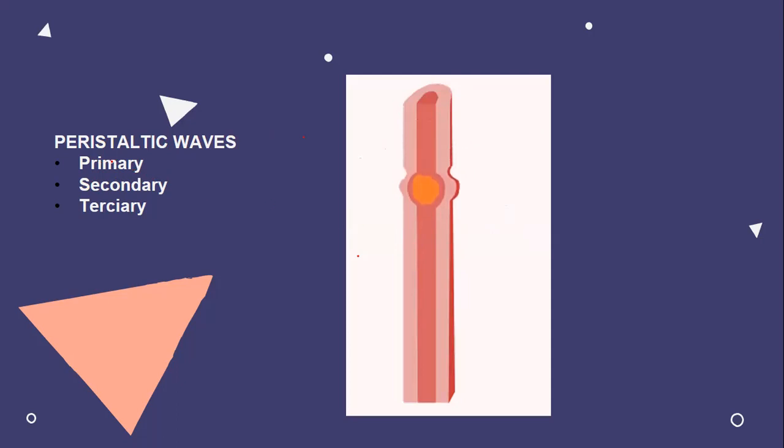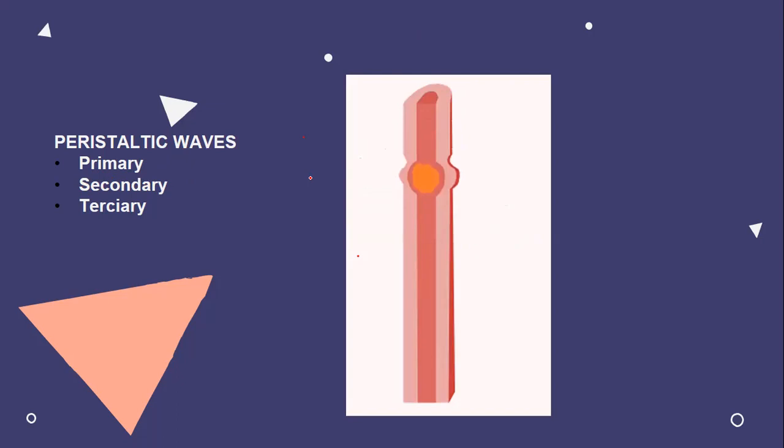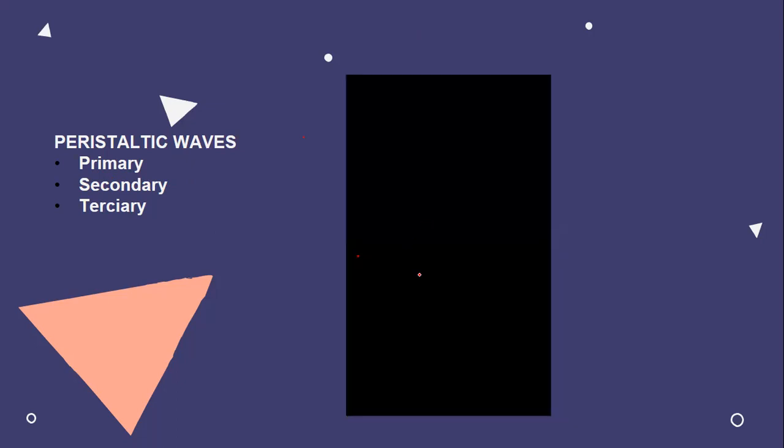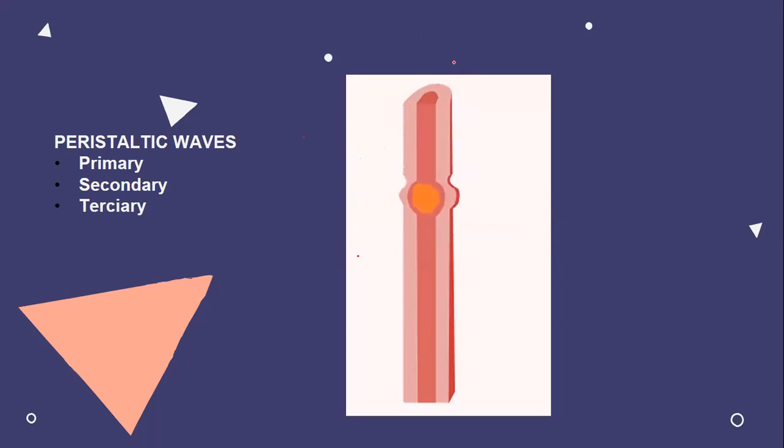So the primary peristaltic wave is a continuation, as I told you, of the deglutition reflex. However, the secondary peristaltic wave does not need deglutition to start. So secondary peristaltic waves start when there's a piece of food that is stuck in the esophagus, okay? And it does not need deglutition for it to start.